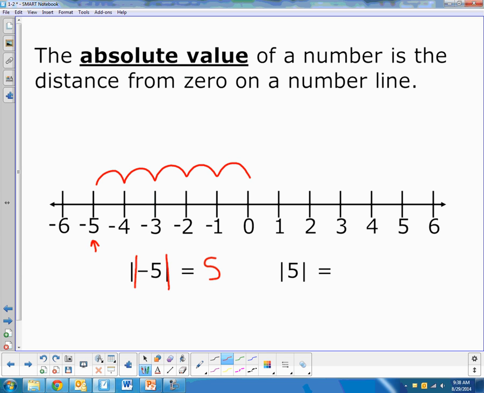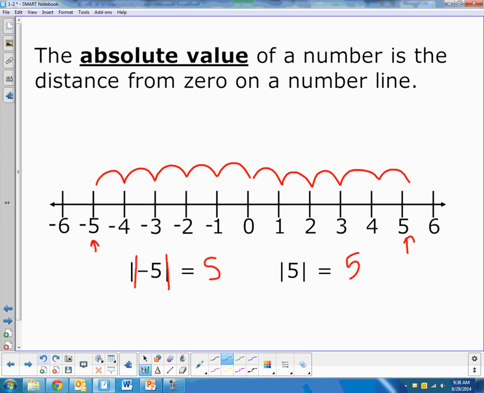All right, let's look at the other one. The absolute value of 5. Again, these vertical bars here represent absolute value. And so the absolute value of 5, again, we're going to find 5. There it is. And we're going to see how far away from 0 is it. What's the distance? 1, 2, 3, 4, 5. So the absolute value of 5 is 5.